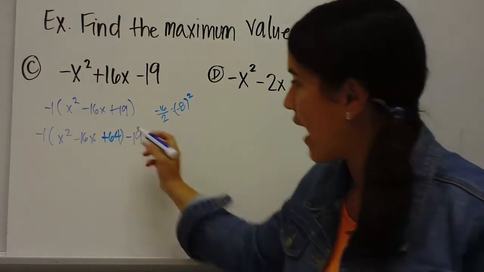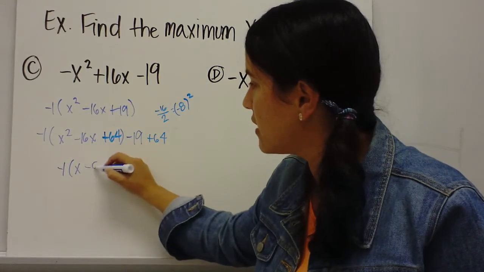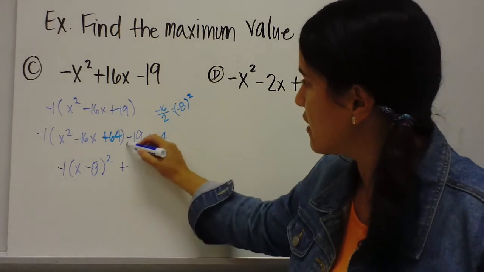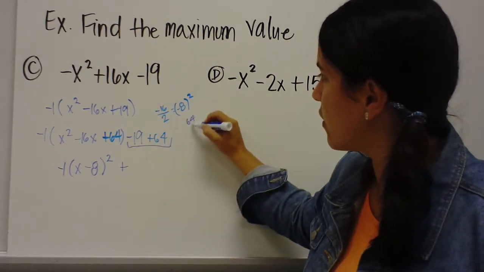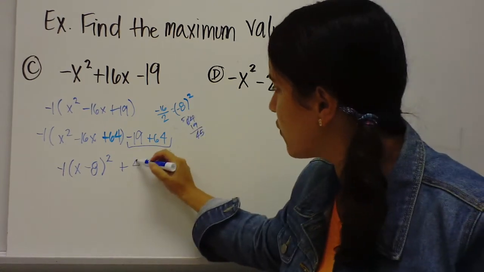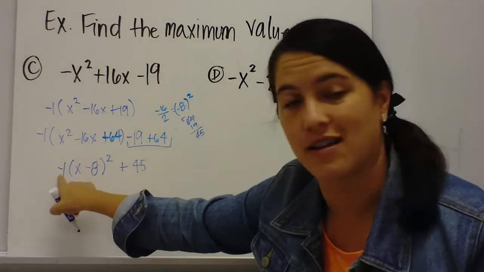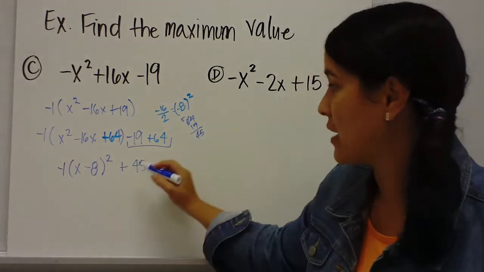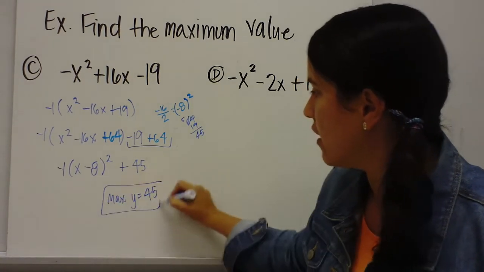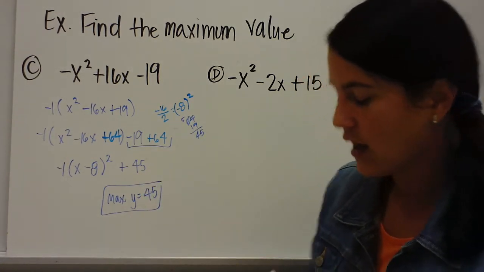I can now factor, this is a perfect square trinomial, so x minus 8 squared, plus, and then you add these together, let's see, 64, 19, 45, so plus 45. So here is my answer in vertex form. Notice the negative means it's going to go down, and I'm going to have a maximum value of y equals 45. Again, you take this number, and that's going to be your maximum value. Let me show you this one.